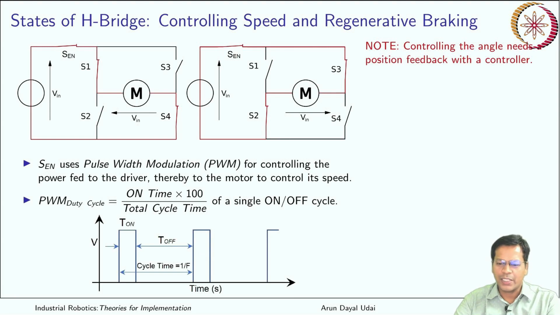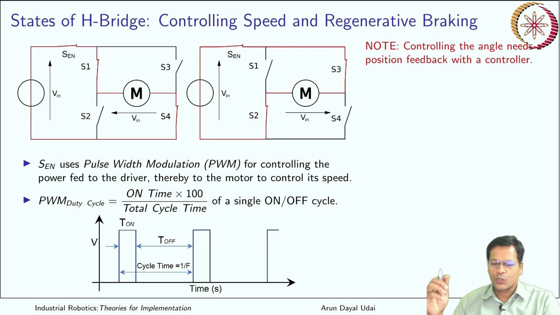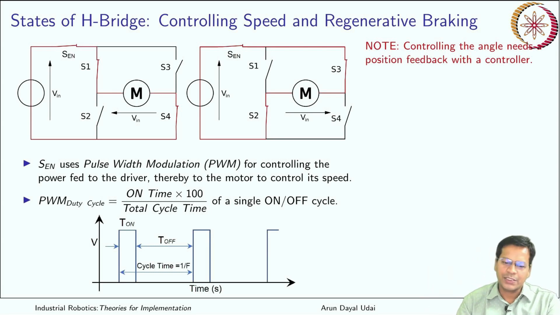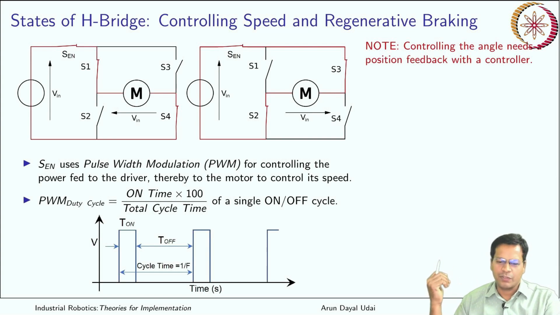Controlling the angle needs a position feedback with a controller. So you need to have a servo mechanism over here. Servo means feedback. We'll talk about that later on. But using this, at least you are now ready to control the direction and the velocity. If you can control the current, you can also control the torque. What is remaining here is just controlling the position, which needs a feedback device.